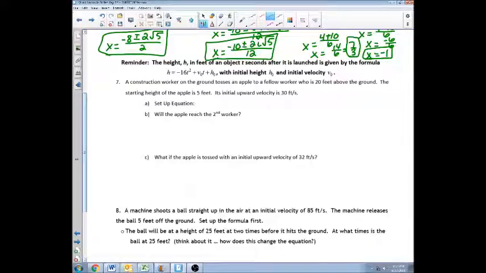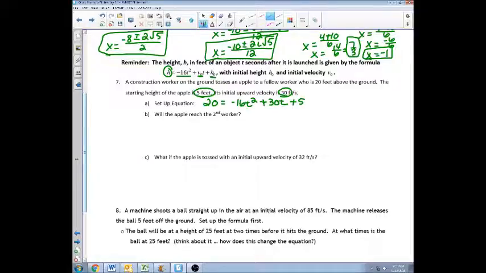A construction worker on the ground tosses an apple to a fellow worker who is 20 feet above the ground. Well, this h right here means height. So we're talking about it being 20 feet off the ground, so I will put 20 in for h. The starting height of the apple is 5 feet. The initial velocity is 30 feet. So remember that this negative 16t squared is just going to stay the way it is. My initial velocity, which is 30, will go in for v0, so it'll be plus 30t. My initial height, which is 5 feet, will go in for h0, so plus 5.